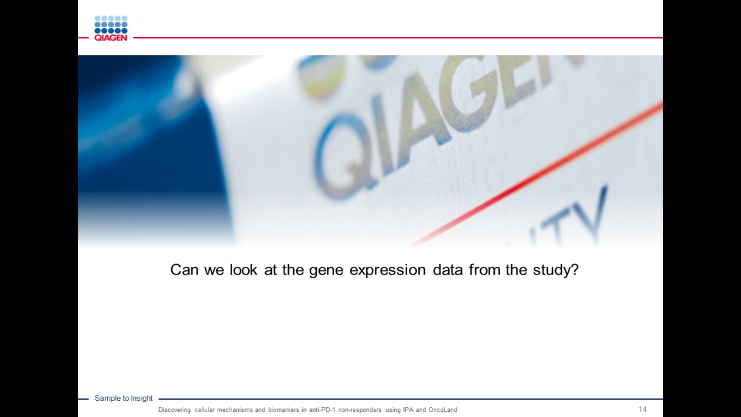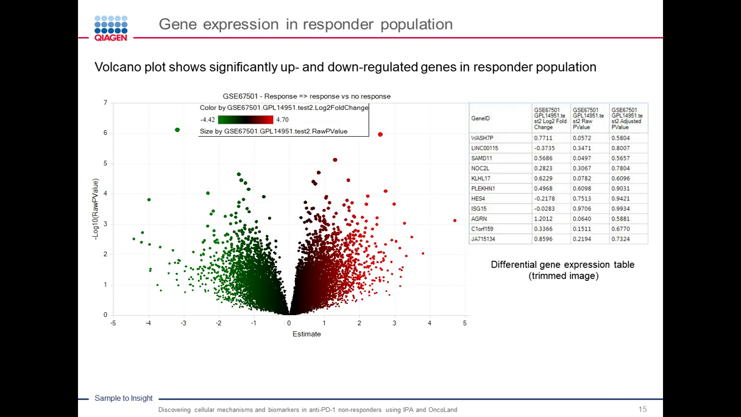So now that we have located an interesting study, the question is, can we look at the gene expression data from the study so we can, again, start identifying mechanism of action, biomarkers, etc.? Within the software, using the GSE ID number that I emphasized on the previous slide, you can easily open a couple of different views when it comes to gene expression. You can open up a table view, which I'm showing you on the right-hand side, where you can have a list of genes with differential expression in terms of log fold change, p-value, adjusted p-value, etc.